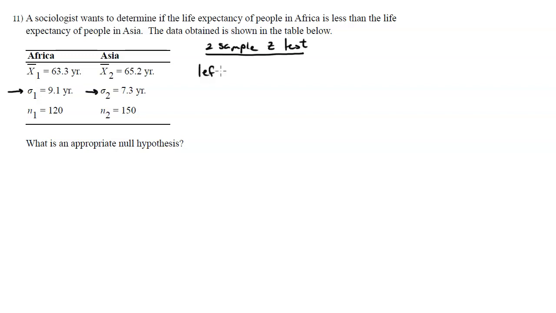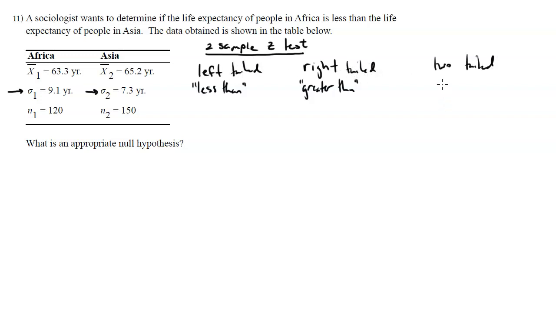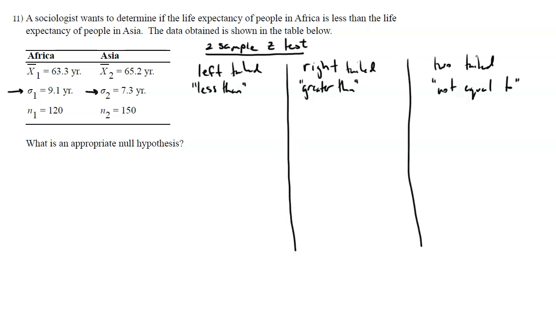Okay? And just like a regular z-test or t-test, this can take three forms. Left-tailed, or less than. Right-tailed, or greater than. Two-tailed, not equal to, different, something like that. Okay, so I'll show these three differences, and then we'll go from there, right?